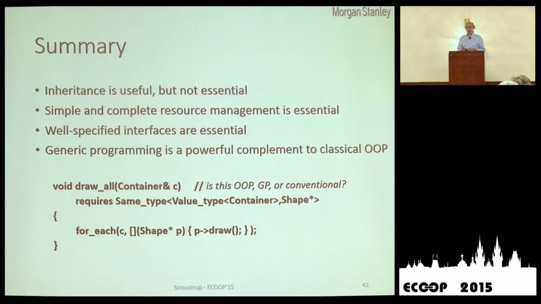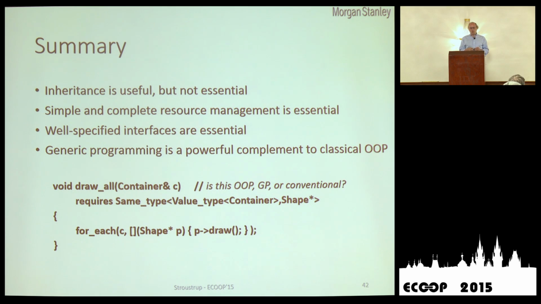So inheritance is useful, but apparently not essential. We can do a lot of real things without it. We cannot do without resource management, because then you get all kinds of leaks, and a garbage collector is not sufficient, because then you end up with the dispose idioms and things like that. We need well-specified interfaces. We have known this forever. We have just had long discussions about what it means. Here's sort of what modern C++ comes up with.